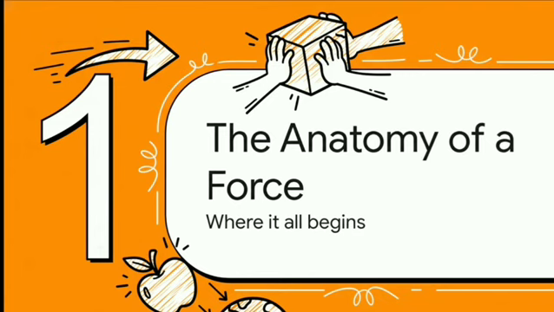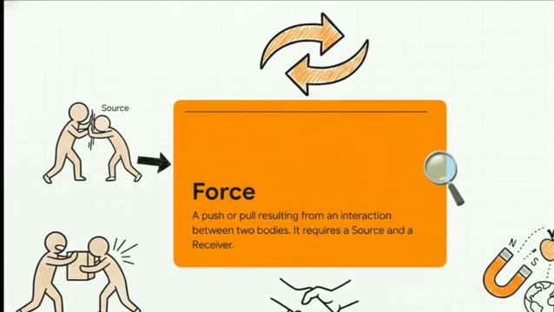Before we can even get into Newton's famous laws, we've got to understand what a force actually is. Where does it come from? What does it do? We've got to get to know its anatomy. Okay, so here's the first big idea. A force isn't something an object just has. It's not a property like color or weight. A force is an interaction.